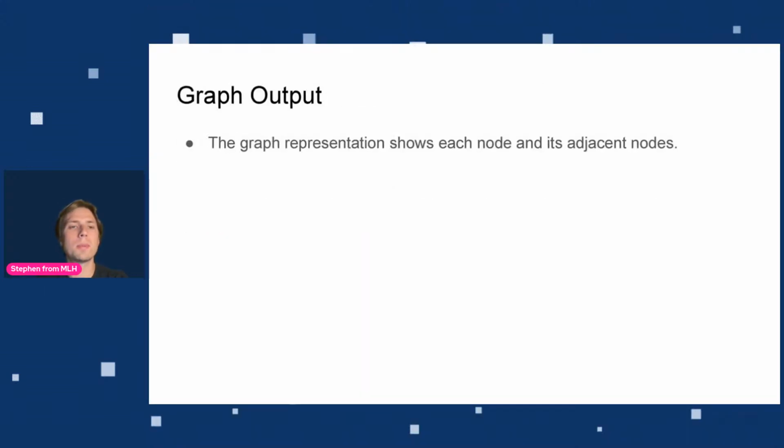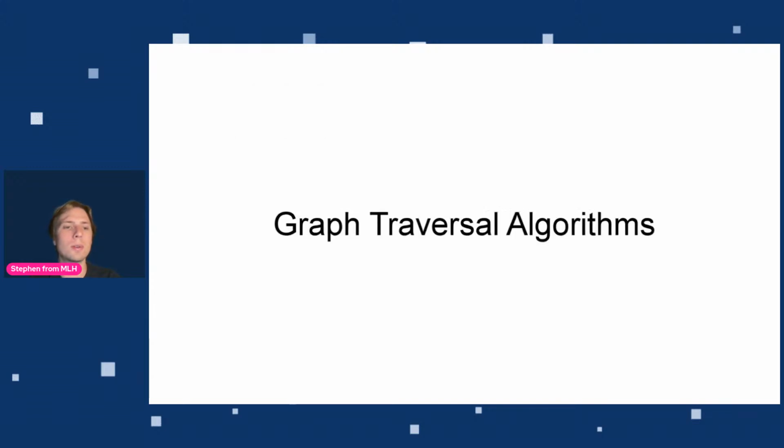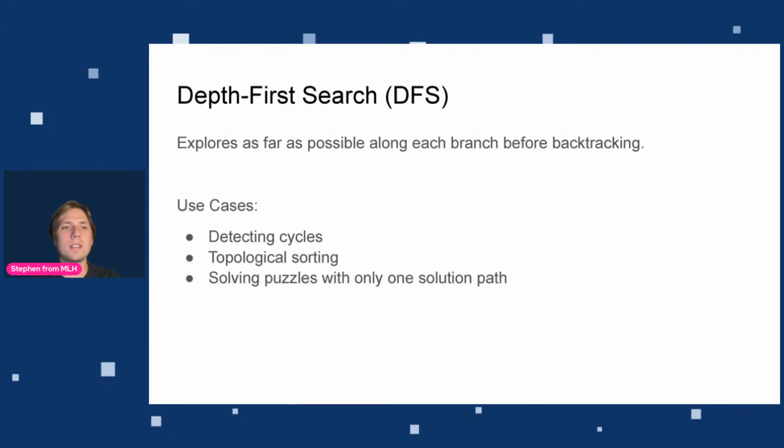And so the graph representation would show each node and its adjacent nodes. So the next thing to talk about is graph traversal algorithms. And there's things like depth first search, which explores as far as possible along each branch before backtracking. So you could use that type of algorithm to detect cycles, do sorting, and solve puzzles with only one solution path.